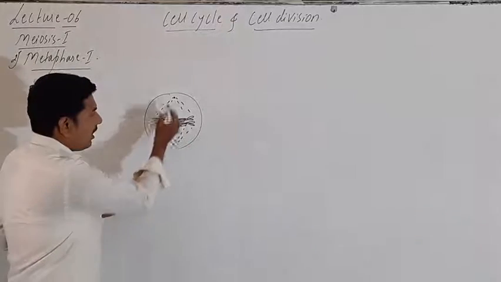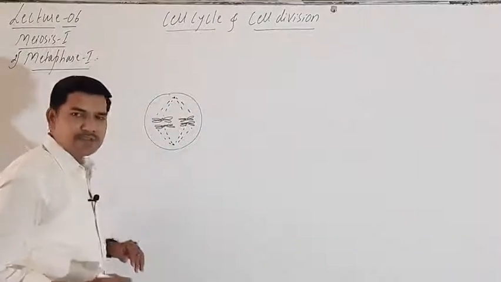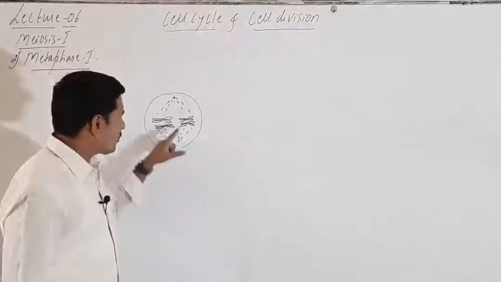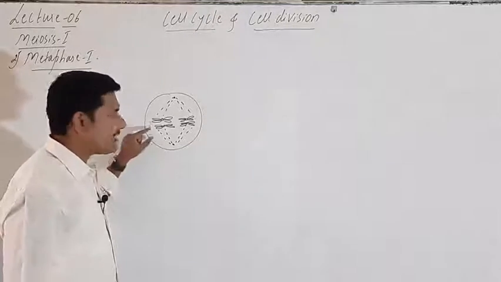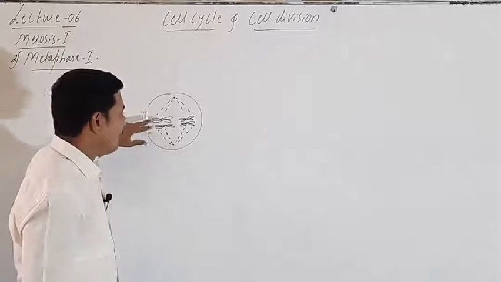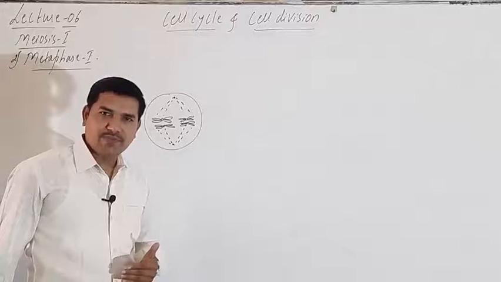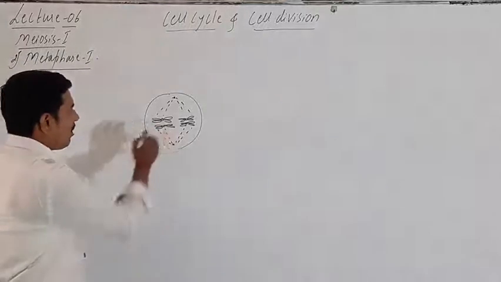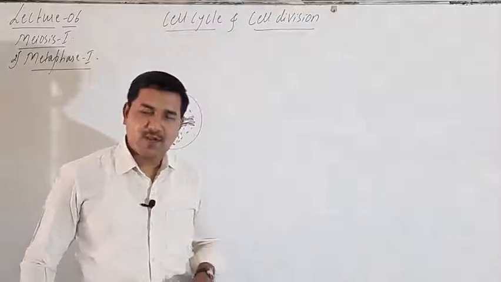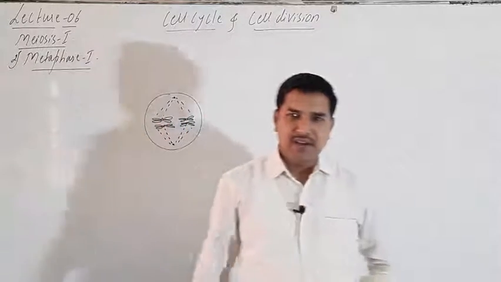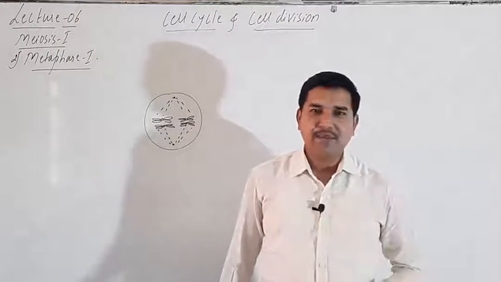Now here we have the centrioles, which produce the spindle fibers. These spindle fibers will attach to the kinetochores of each of these chromosomes. We call them bivalent. Bivalent means two, and they are present in tetrad form. Now what happens in the metaphase 1 is very simple, as we already explained in the earlier part of meiosis. It is exactly the same, but there is a little change.